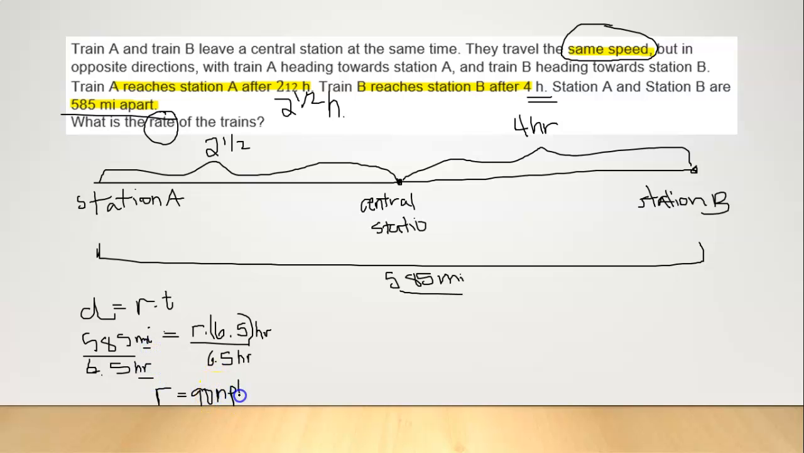I'm just going to write MPH. You didn't really have to use the labels throughout. You guys probably know that speed is measured in miles per hour with a train, so you could just wait till the end to add that label. But the rate, again, because they were going the same speed, is 90 miles per hour.